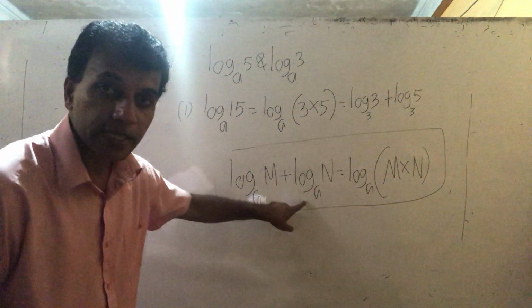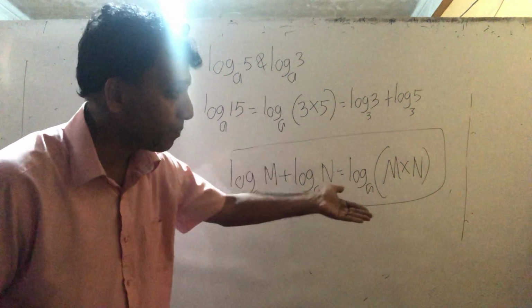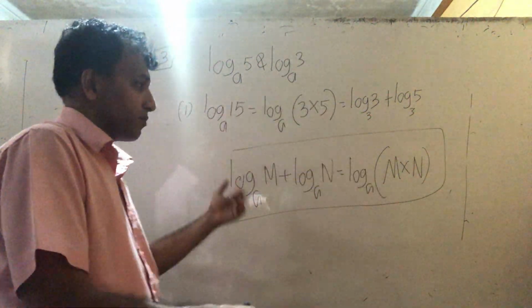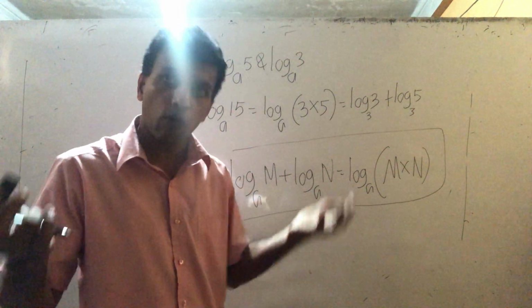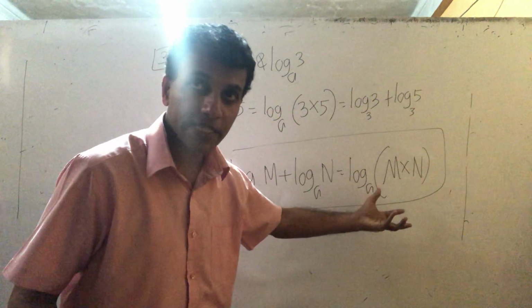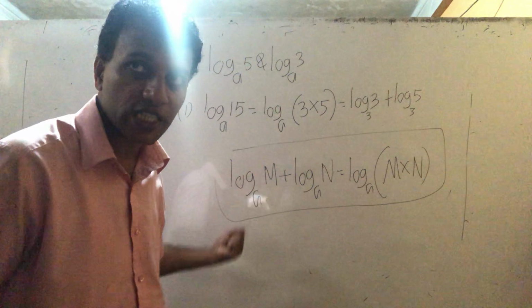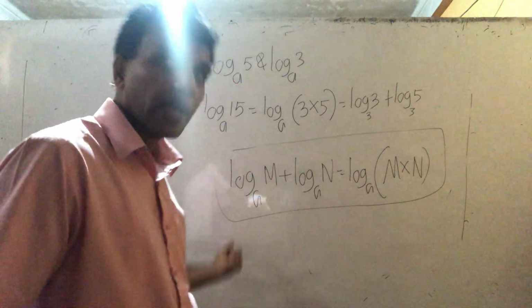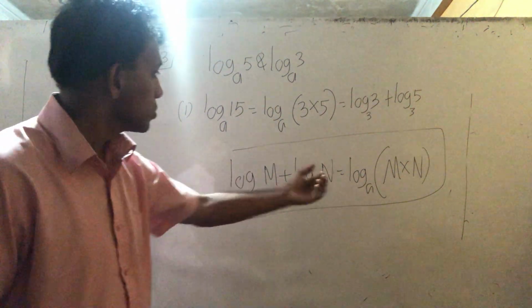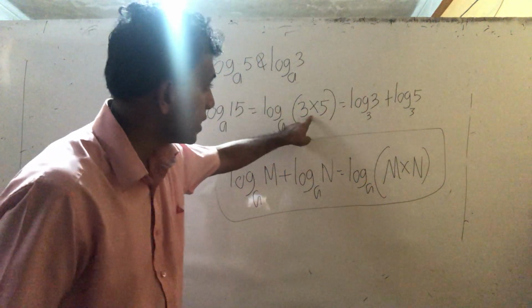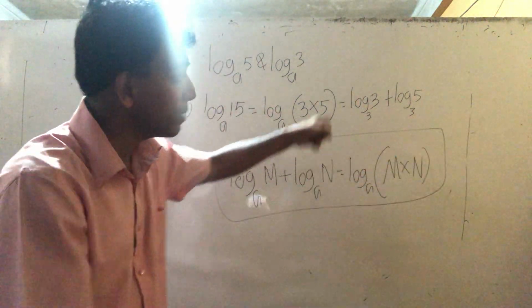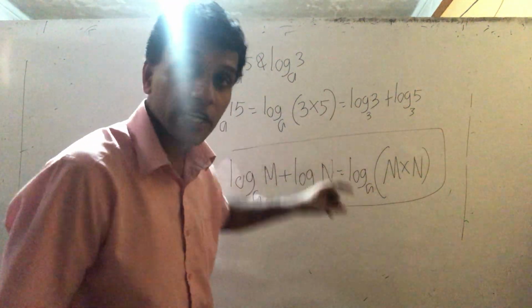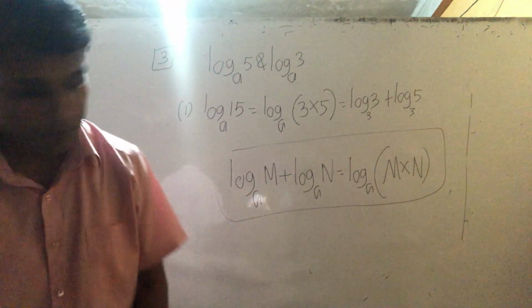If the bases are the same, addition becomes multiplication. Then multiplication means this side. What does equal mean? Like a scale, both sides balance. This is LHS, left hand side, equal to RHS, right hand side. From this multiplication, expand the bracket by addition. If division comes, subtract. That's the meaning.